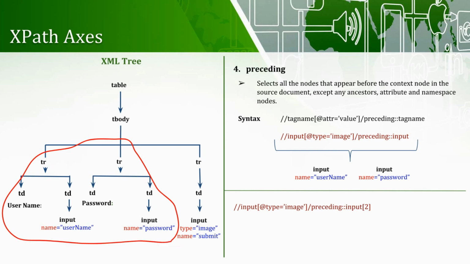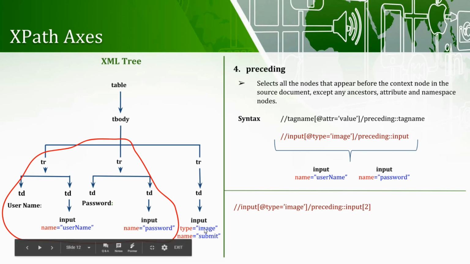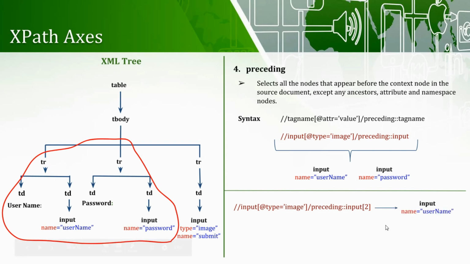How do you do indexing in the XML tree? You always start from the current node, then you move in the direction of your search. So my current node is input image and I am moving in the upward direction, that is up in the tree. So the input with name equals to password, this node will have index 1, and the input with name equals to username, this node will have index 2. So your output will be the input with name username, which is the username input text box. So this completes the preceding axis.